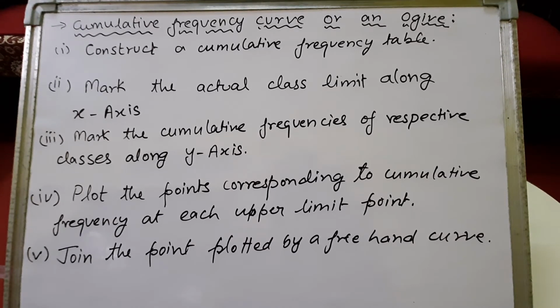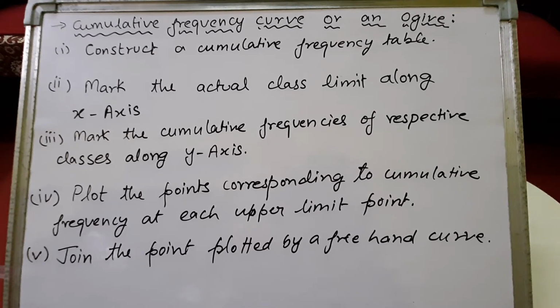Then the fourth point is to plot the points corresponding to the cumulative frequency at the upper limit. This means that whatever cumulative frequency is plotted, it will be plotted at the upper limit of the class interval. Suppose the cumulative frequency of 0 to 10 is 9, then where will 9 be plotted? At 0, at 5 or at 10? 10 is the upper limit. So the cumulative frequency of every class interval will be plotted at the upper limit, right?